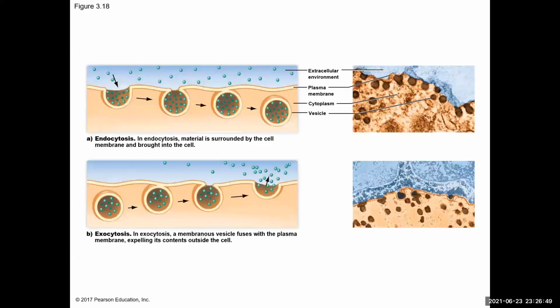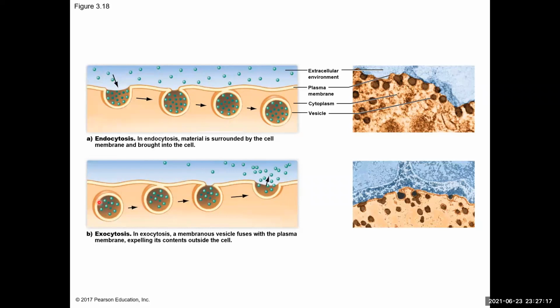So here we have 2 images that's showing that happen. The top one is endocytosis, where we have the plasma membrane kind of invaginating. Those molecules are being captured, and it pinches off and buds off of the plasma membrane and creates that vesicle that's going to transport that material, those substances, into the cell.